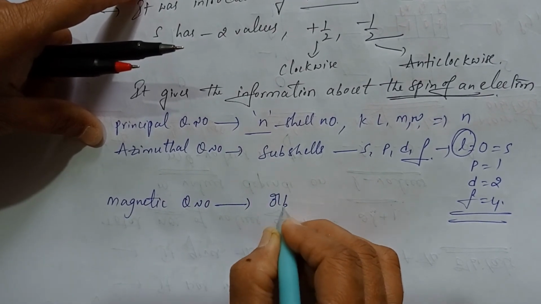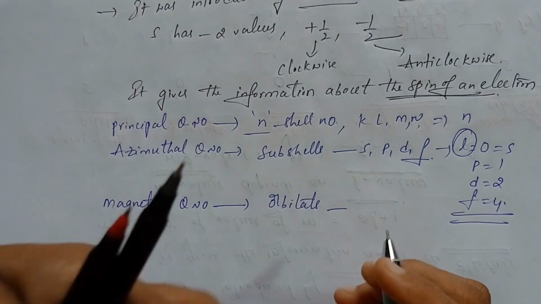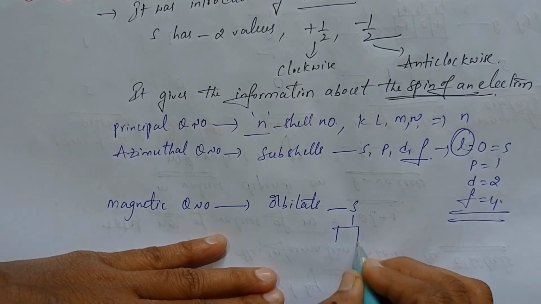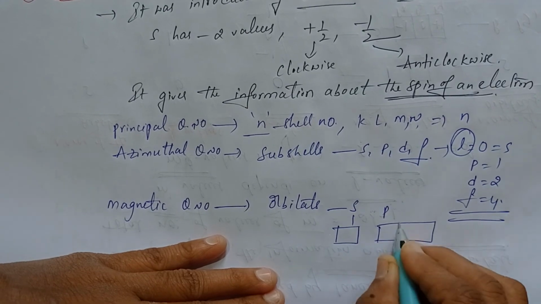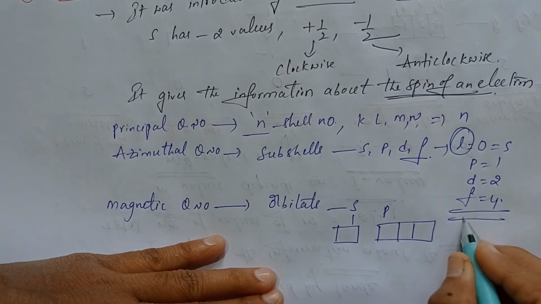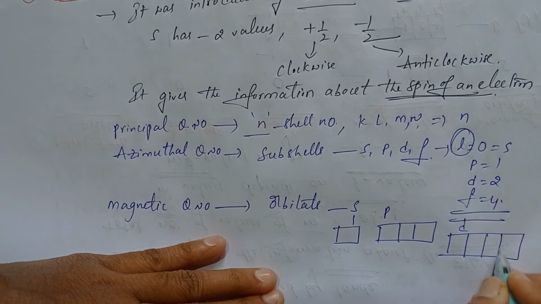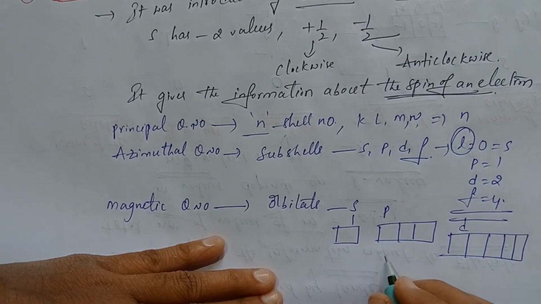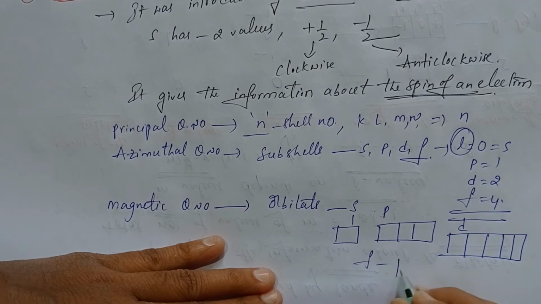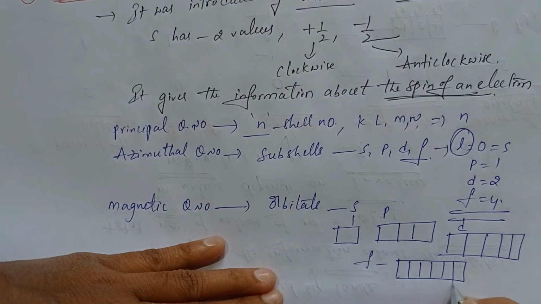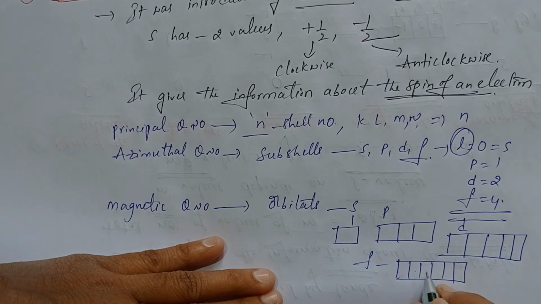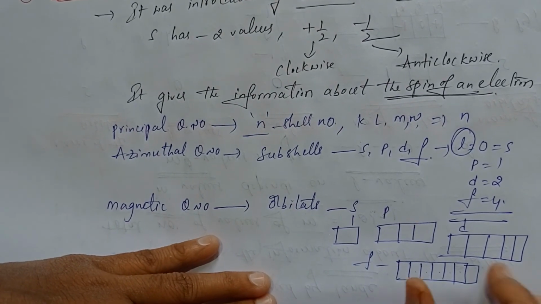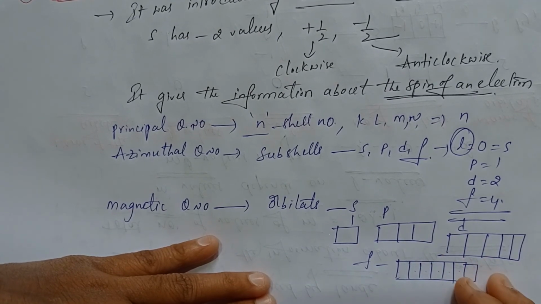Next, the magnetic quantum number gives the information about orbitals. In the S subshell, there is 1 orbital. P subshell has 3 orbitals. D subshell has 5 orbitals: 1, 2, 3, 4, 5. And the F subshell has 7 orbitals: 1, 2, 3, 4, 5, 6, 7. So it gives the information about the orbital, students.